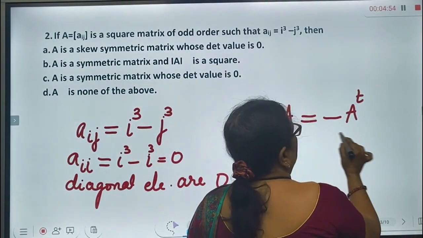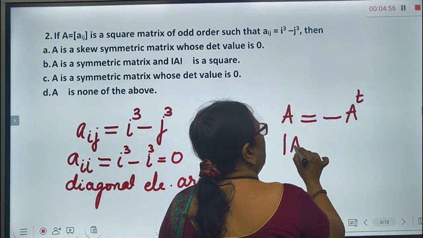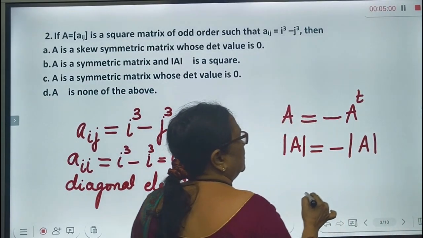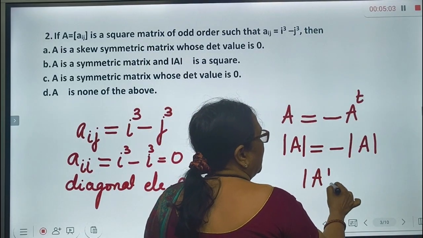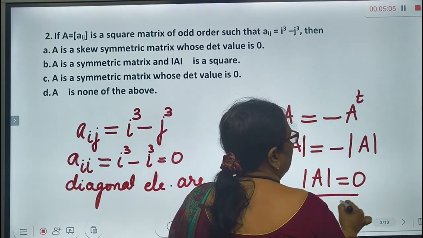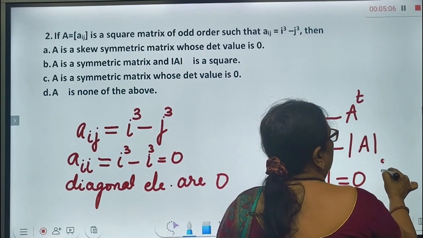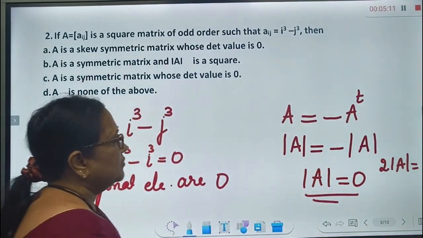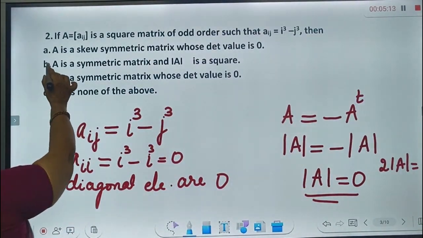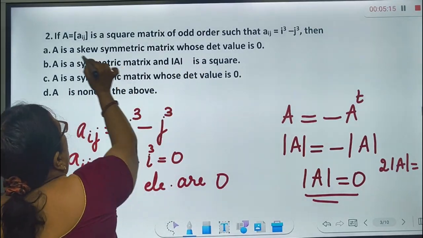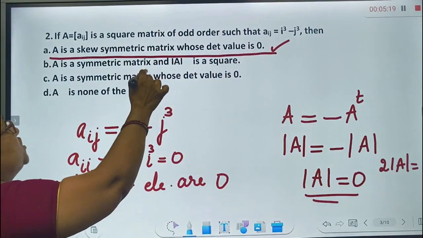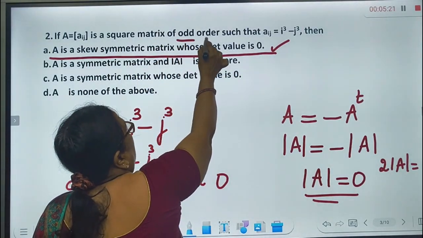In general, we know that determinant of A is the same as determinant of A transpose. So determinant of A will be 0. Because if I bring this to this side, I'll get twice of determinant of A, which will be 0. So it is a skew symmetric matrix whose determinant value is 0. Please check, this is true only for odd order.